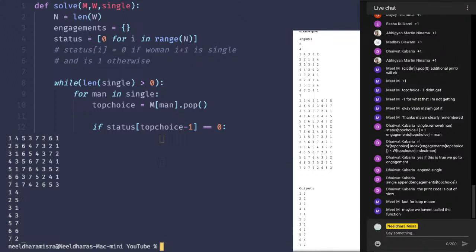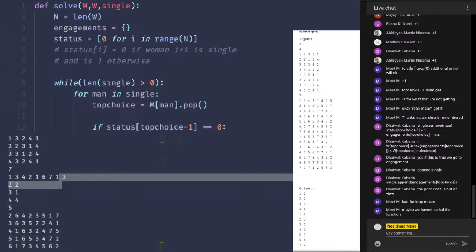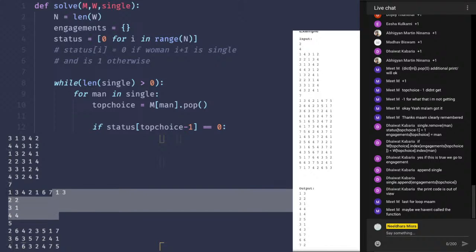Okay. So let's just tally this quickly with the expected outputs. So we have the last 7 lines. So 1 to 4, 2 to 5, 3 to 1, 4 to 3, 5 to 7, 6 to 6, and 7 to 2. So this is as you would expect. And for the first input, I think the printing is a bit messed up because of the way I pasted the code. But I think this is the marriage that we are looking at. 1 3, 2 2, 3 1 and 4 4.